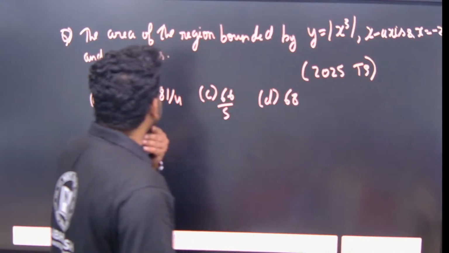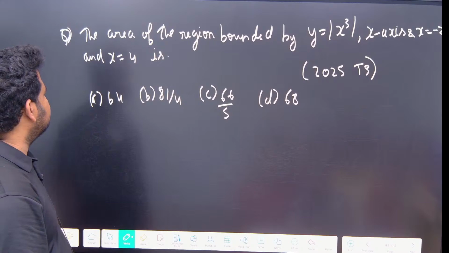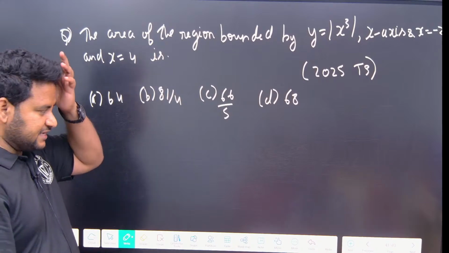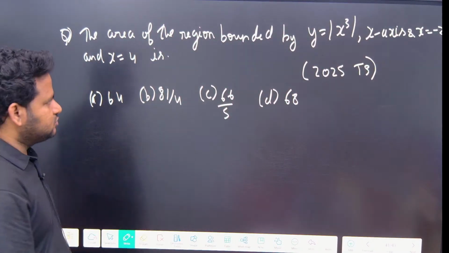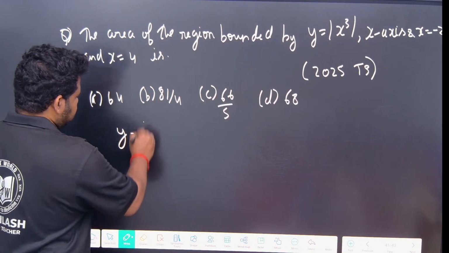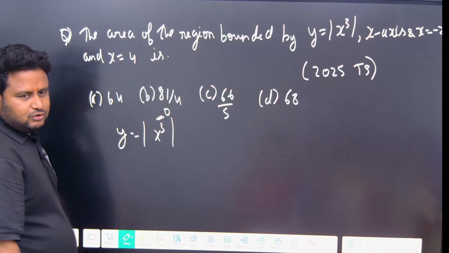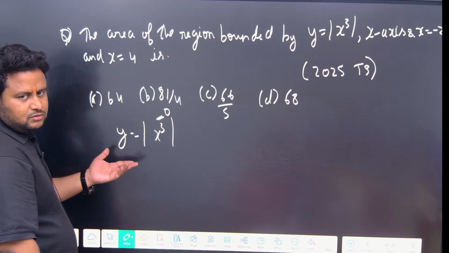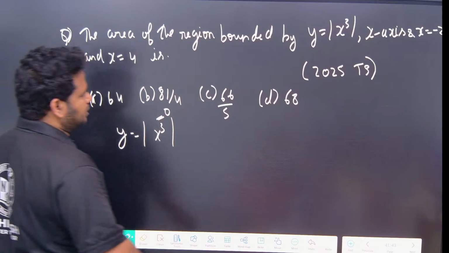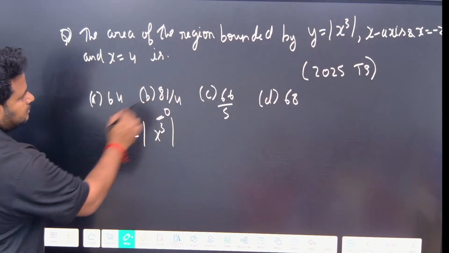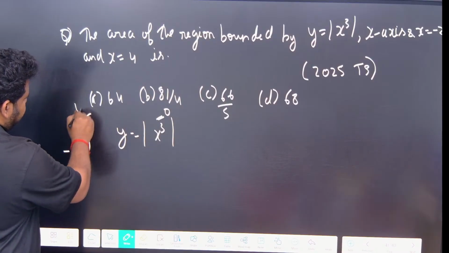Now see here, the area of the region bounded by y is equal to mod x cube, x axis, x is equal to minus 2 and x is equal to 4. For this, there is no need to draw the curve and waste time. They have given y is equal to mod x cube. When they give this, what did I tell you? You will equate x cube to 0. See the limits are minus 2 to 4.